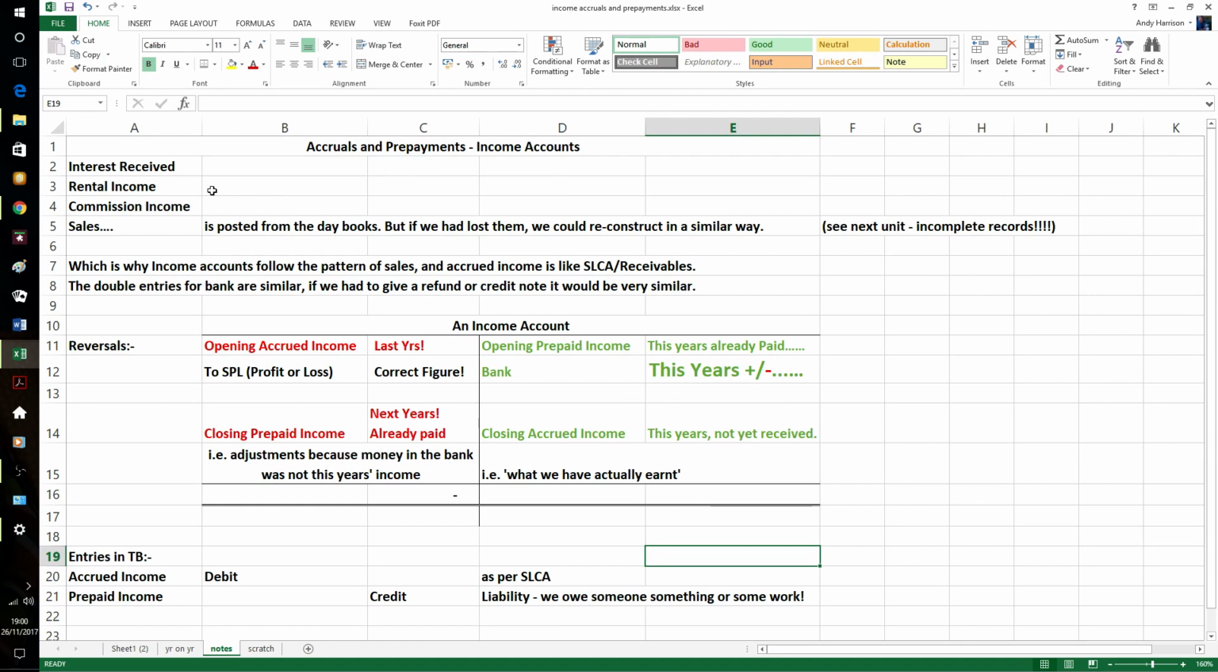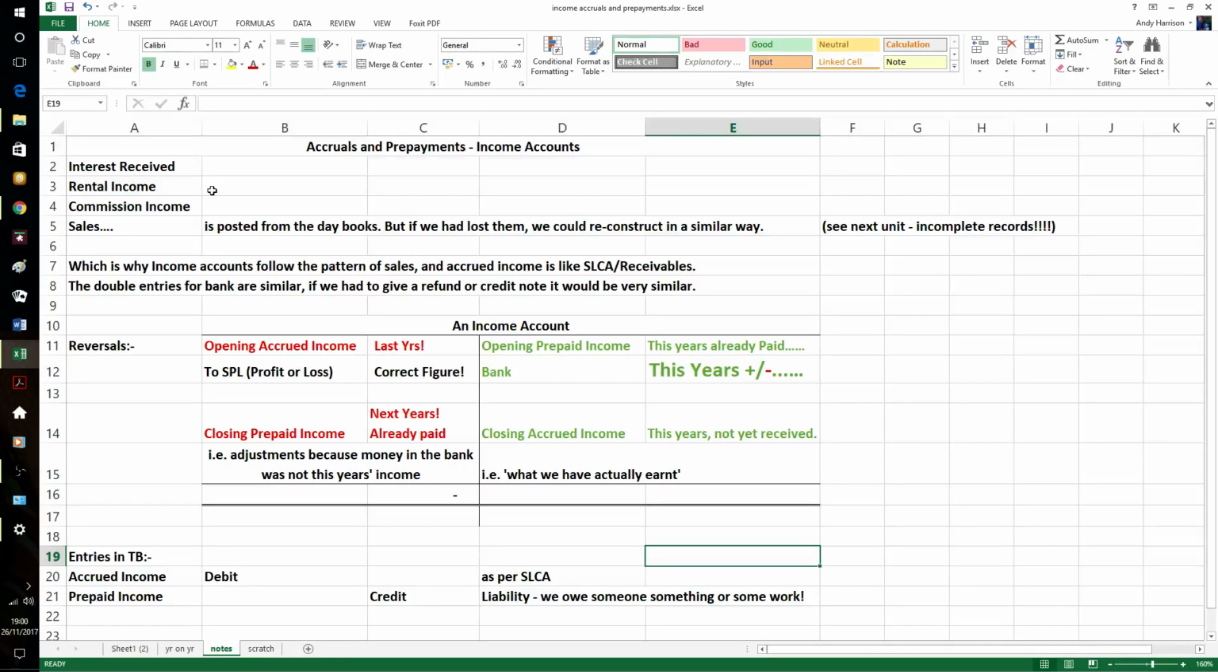Well, first thing is just remember and identify what accounts are actually income accounts. It is a problem. Occasionally students have lost marks not realising they were dealing with an income account. So we've done rental income, we've done some plastering, quite often it's commission income or interest received is always received in advance as well. They're very like their income accounts, so they're very like the sales, but the difference is that sales is posted from the day books.